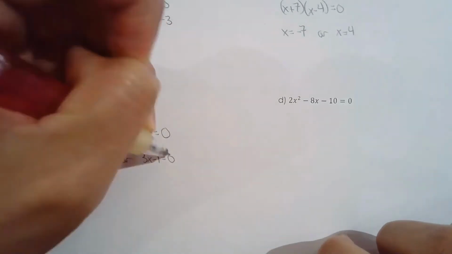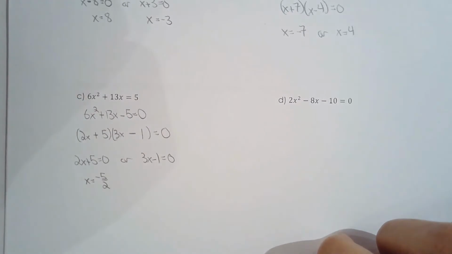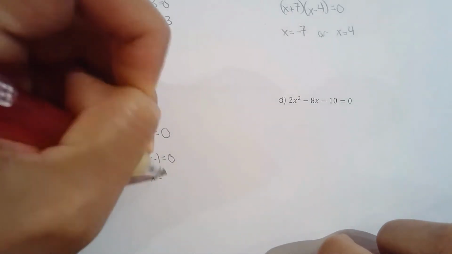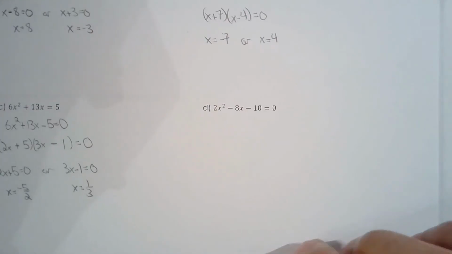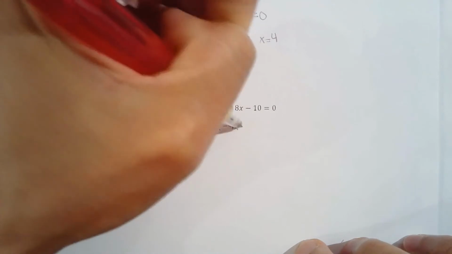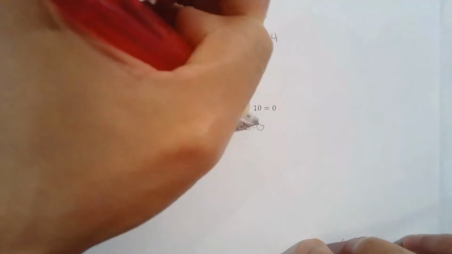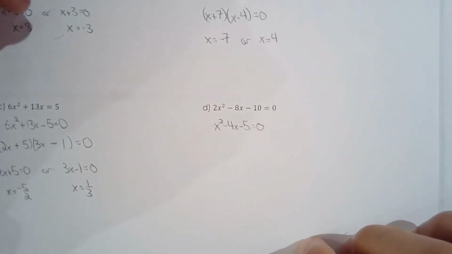You're basically applying the zero product property, so the solutions to this equation are either -5/2 or 1/3. All right, next one. Divide everything by 2, so you get x squared minus 4x minus 5. Right, it's an equation, just like last year in grade 9. You can divide both sides by 2, absolutely. And here, it's a quadratic equation, divide both sides by 2.